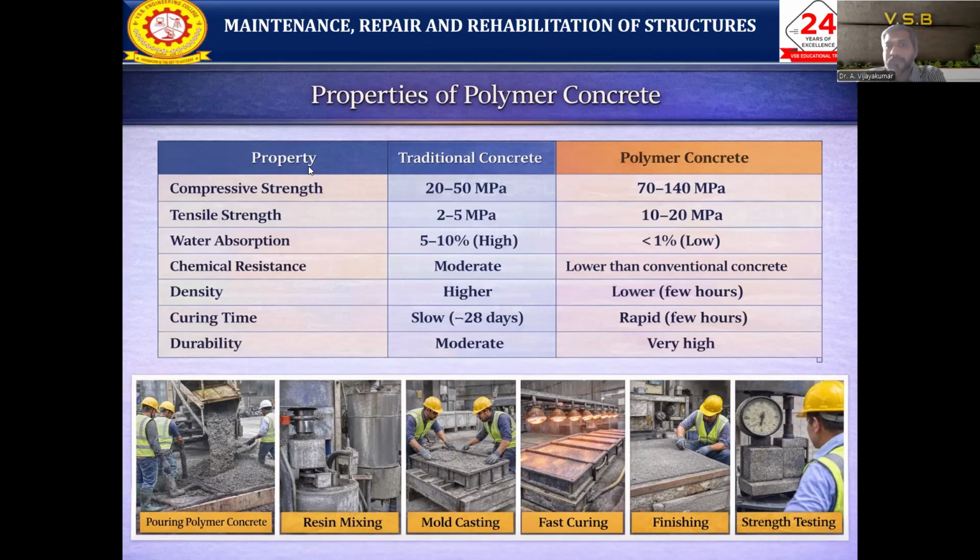What is the main advantage of using polymer resin? The resin penetrates and fills the voids of the entire concrete structure. That's why we say less than 1% water absorption happens. What about chemical resistance? Conventional concrete has only moderate chemical resistance. Density is higher in conventional concrete and lower in polymer concrete. For curing time, conventional concrete takes 28 days, but polymer concrete takes only a few hours.